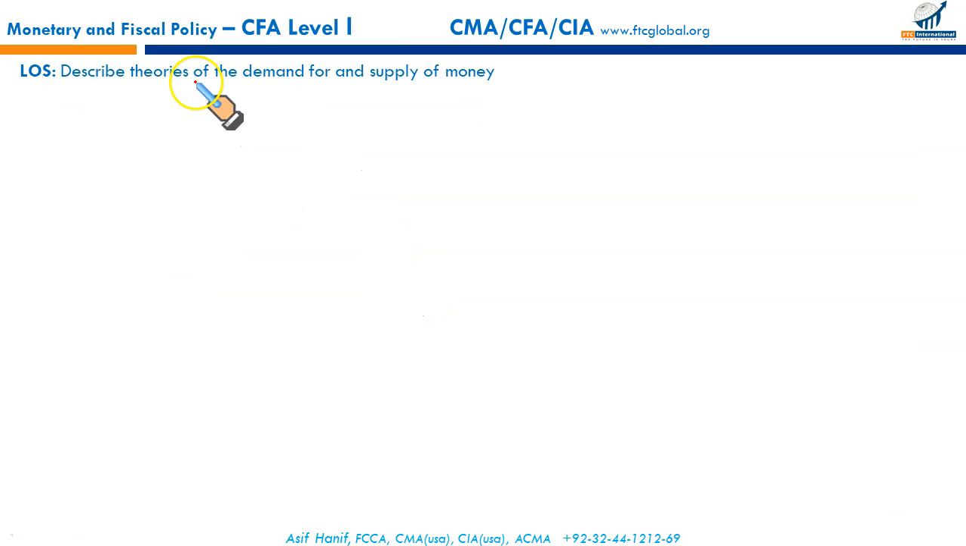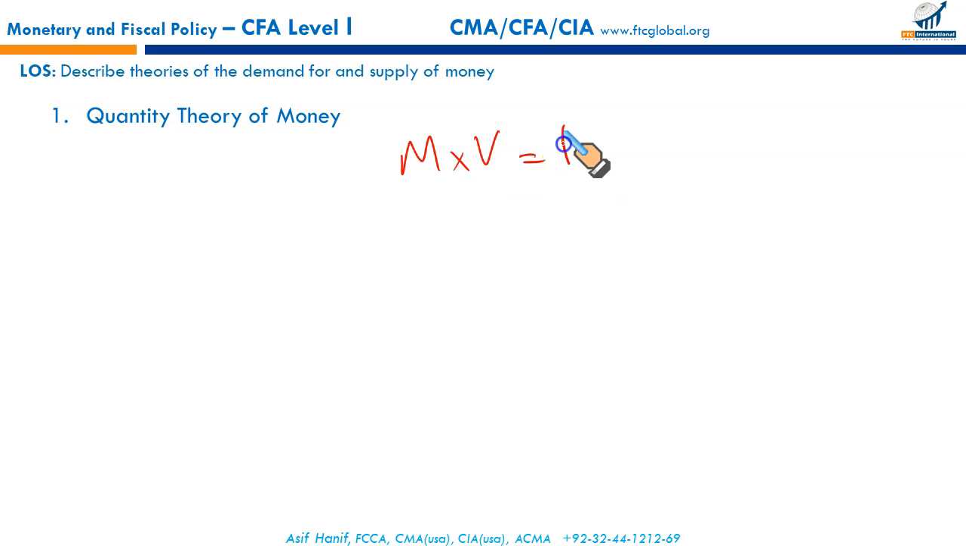Next, describe the theories of the demand for and supply of money. The quantity theory of money is the hypothesis that changes in prices correspond to changes in the money supply. The formula we use is M times V is equal to P times Y. Here M is the quantity of money, V is the velocity of money, the speed with which it changes hands, P is the price level in the economy, and Y is the real output.